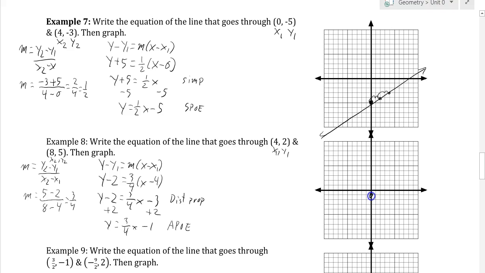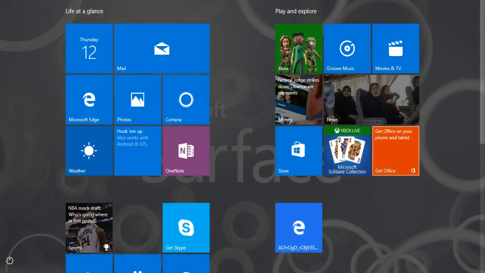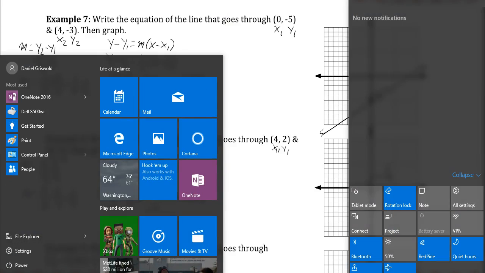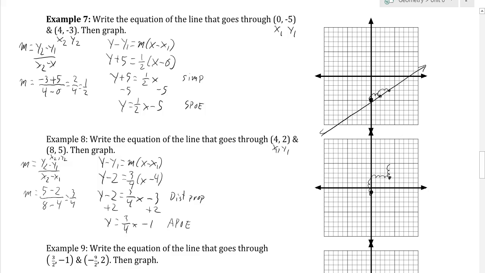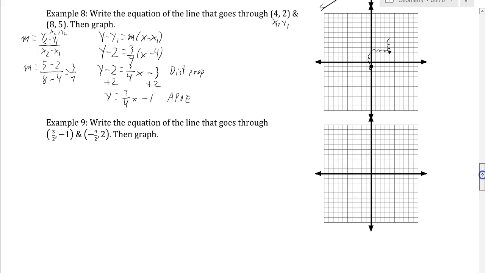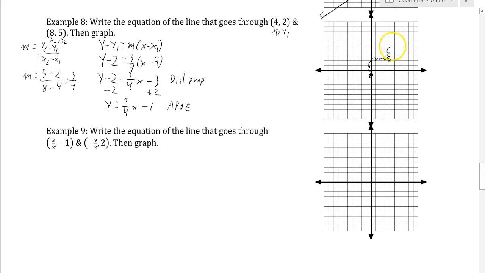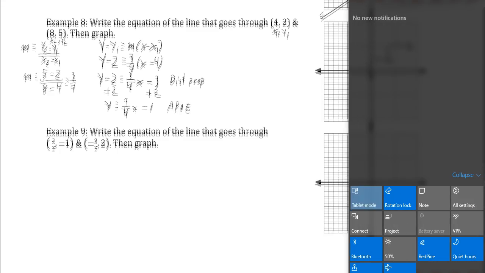So we start at -1. We rise 1, 2, 3. We run 1, 2, 3, 4. We rise 1, 2, 3. Whew, sorry about that. And we run 1, 2, 3, 4. Play connect the dots.